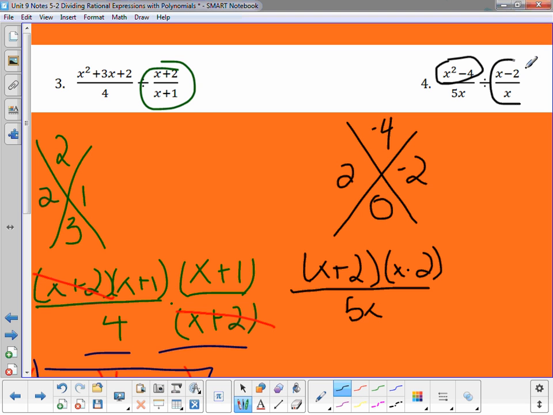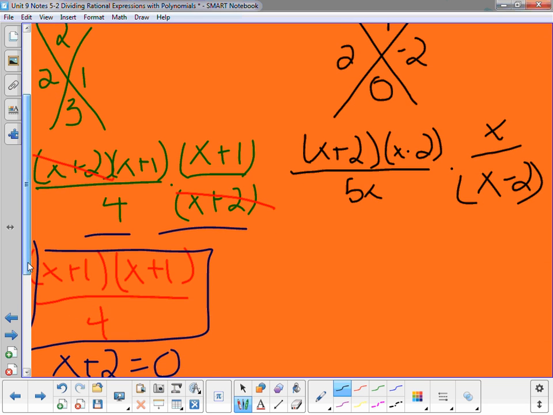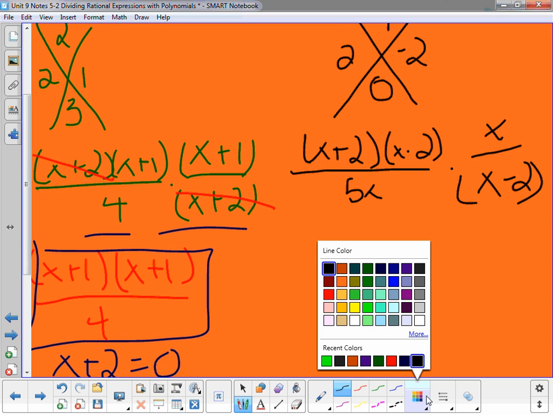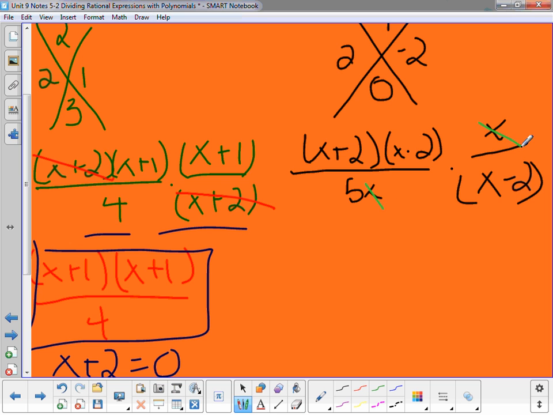Now I want to take this right here, and because I'm dividing it, I want to flip it and multiply. So on top, I'm going to have an x, and on the bottom, I'm going to have x minus 2. Now everything is being multiplied, so I can put that in parentheses just to remind myself. And I'm going to cancel out things that are overlapping. Well, my x's are going to cancel out. My x minus 2's are going to cancel out. So then on top, I'm left with x plus 2. And on the bottom, I'm left with 5. Okay?